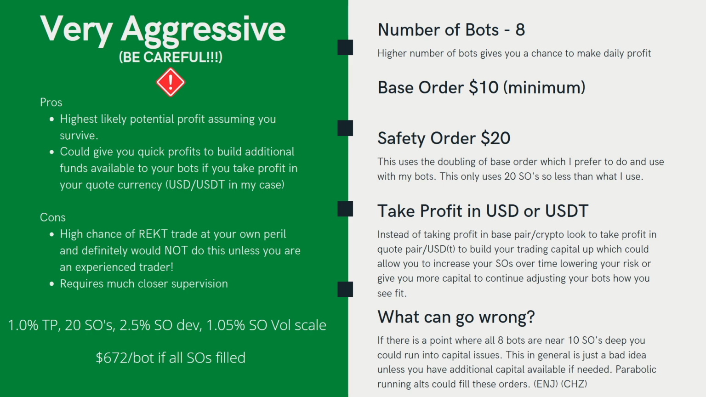Also, in this scenario, because you only have 10 safety orders, technically, if all 8 bots filled 10 safety orders each, that's possible. It's not super likely, and it hasn't happened very much, but I've seen multiple of my bots, and I have 44 bots running right now, when Bitcoin's crashing, sometimes I'll have multiple bots that are double digit, in the 10, 11, 12 safety order range.